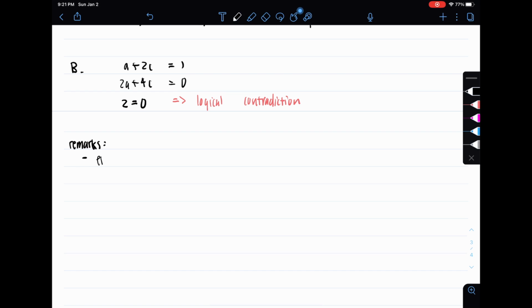So let's talk about some remarks we have. Even though matrix multiplication isn't commutative, if a prime exists, a prime a and a a prime must equal each other.